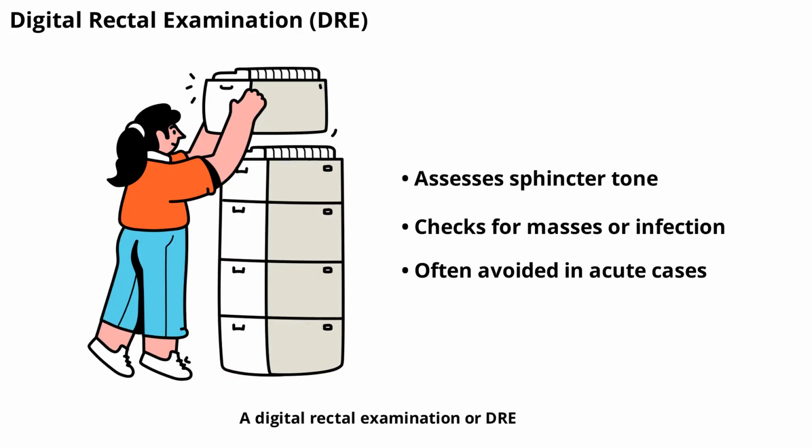A digital rectal examination, or DRE, may be performed to assess the tone of the anal sphincter and check for other abnormalities. However, in cases of acute anal fissure, this test is often avoided due to the significant pain it can cause. If performed, the doctor gently inserts a lubricated, gloved finger into the anal canal to feel for any masses, irregularities, or signs of infection. The DRE is more commonly used in chronic or atypical cases where further assessment is necessary.